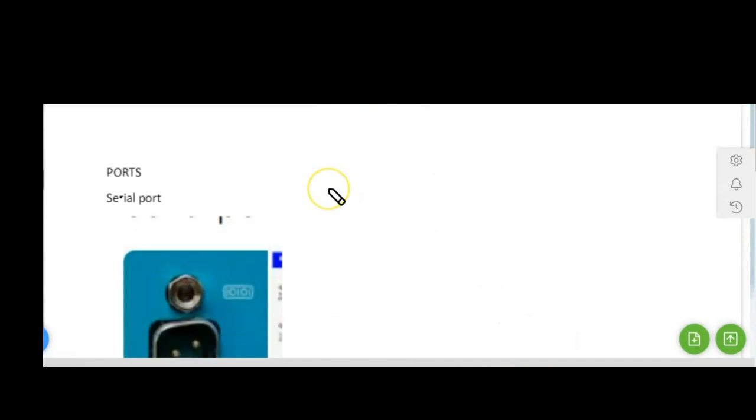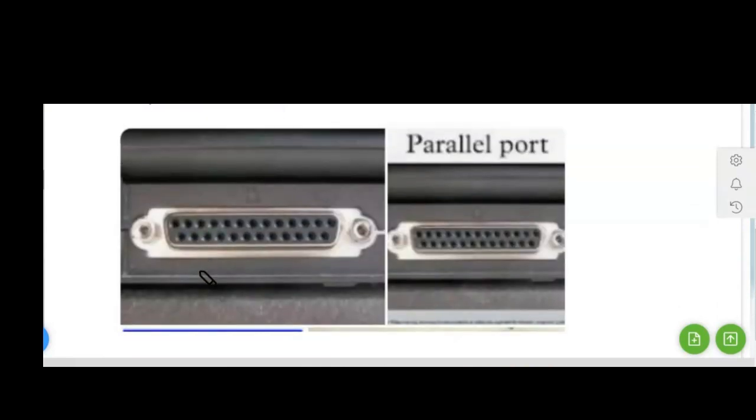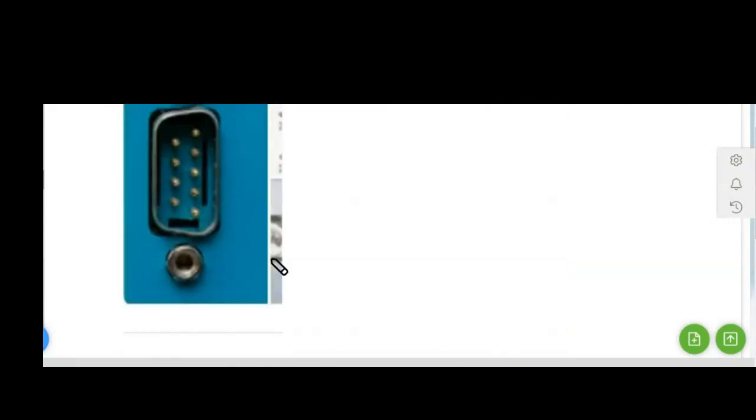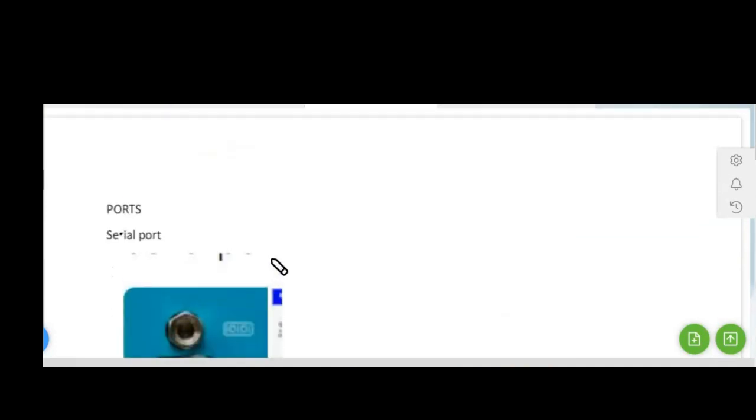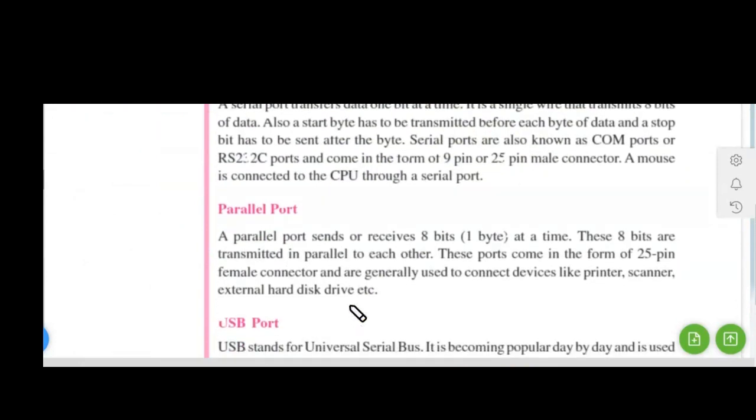So these are different pictures of serial port. Serial ports look something like this. You can see in this picture. It is different from parallel port this way. You can see how the structure of both of them are totally different. Just compare both of them. And let's go to the chapter. What is serial port? It helps in data transfer, and you can see the details. 9 pin and 25 pin male connector. These are the specifications of them. Parallel port, it is 25 pin female connector, and it's used to connect these devices.